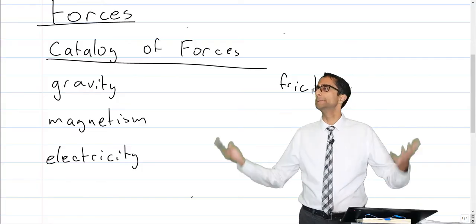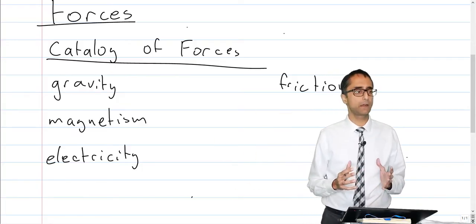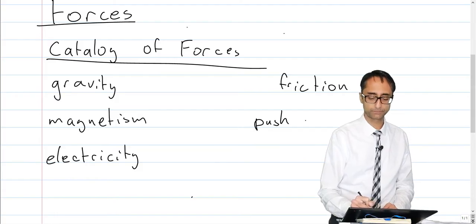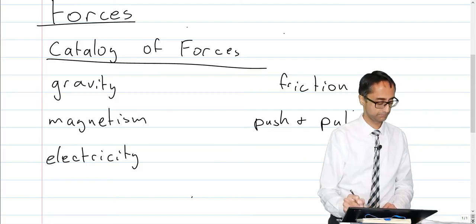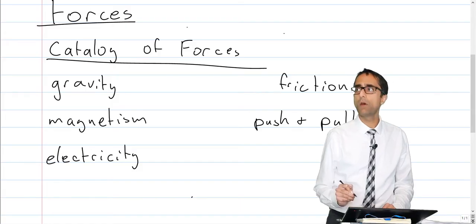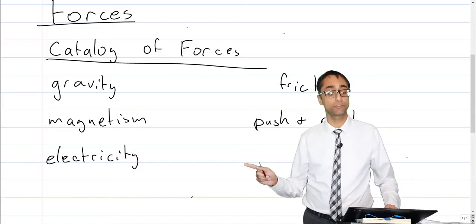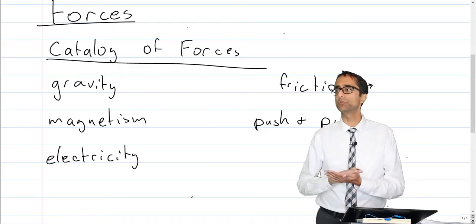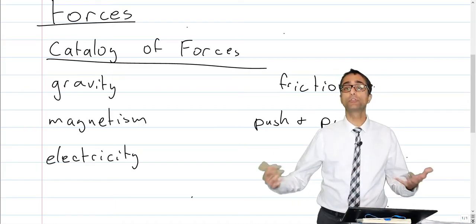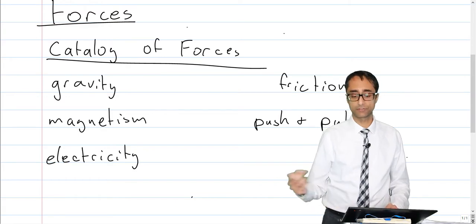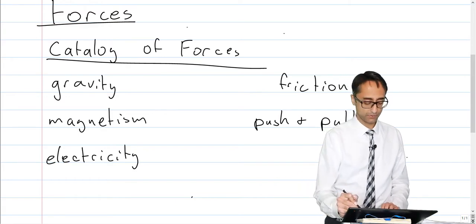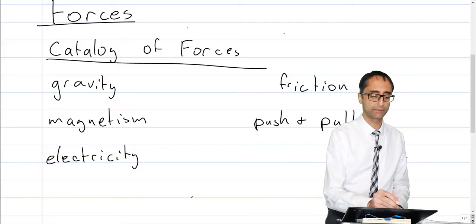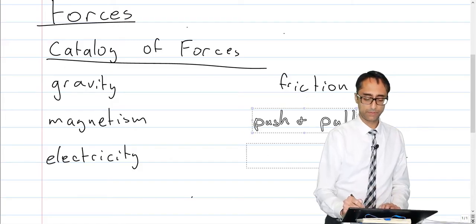But what about more simple things? What about a pushing force or a pulling force? Or other types of resistive forces like friction. So friction is a resistive force between surfaces, but if something's moving through the air, there's often resistance as well, or through water. And so let's also write, with friction, we'll put air resistance.